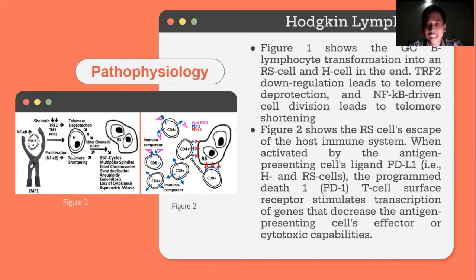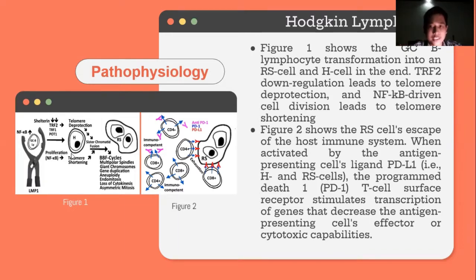Okay, so let's start. There are several pathophysiology mechanisms of lymphoma, both Hodgkin and non-Hodgkin lymphoma, but basically, lymphoma is characterized by the abnormal proliferation of B or T cells in lymphoid tissue. So first is about Hodgkin lymphoma. There are several mechanisms, but I will only explain two mechanisms. The first mechanism is telomeric alteration. We see in the first picture, a crippled GC B lymphocyte re-entering this region undergoes LMP1 oncoprotein-induced transformation targeting the telomere shortening complex.